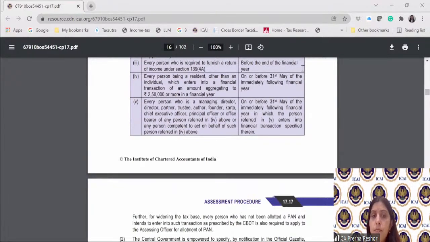Clear? And the non-resident who furnishes the name, email ID, contact number, tax identification number, TRC, then they are not required to give the PAN. They are not required to hold the PAN. Is that clear? Any doubt till now?